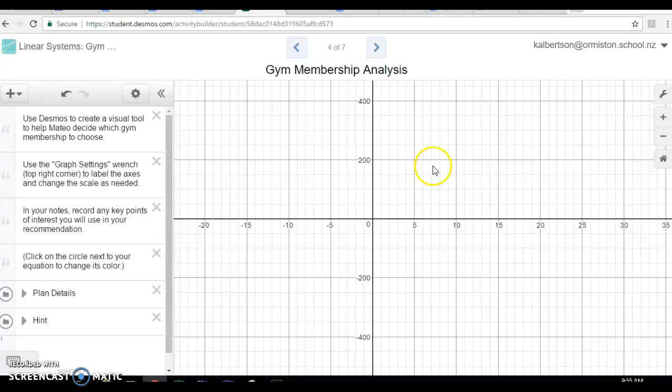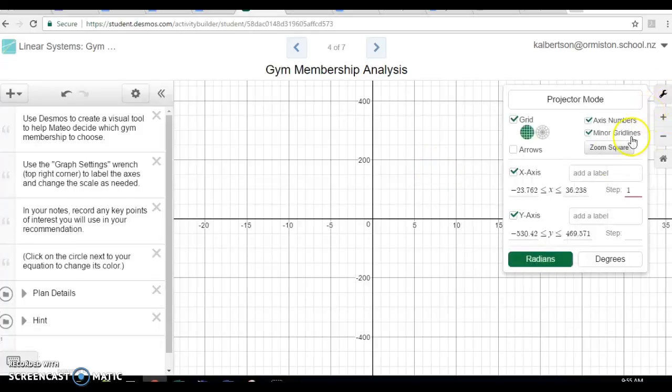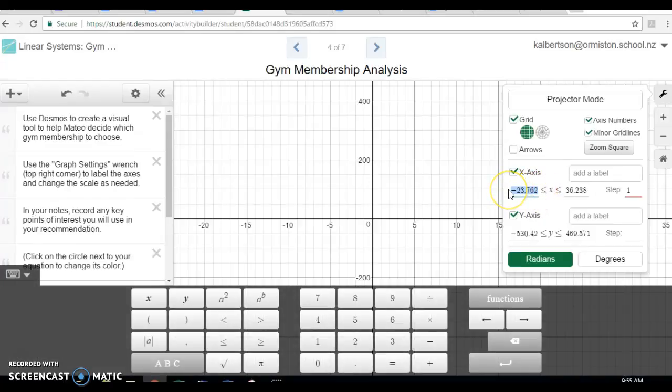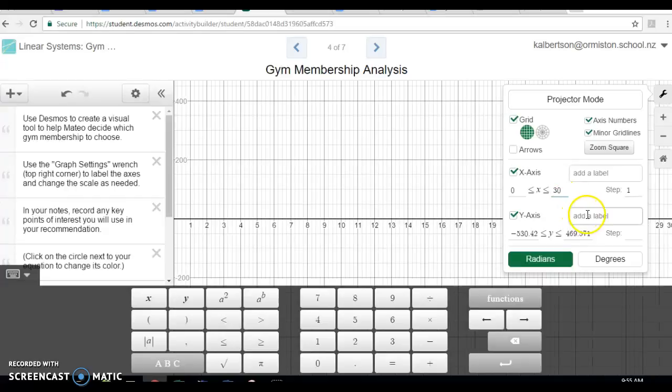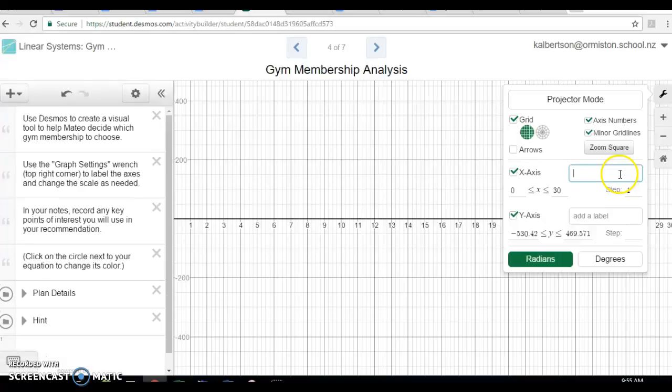So I'm going to go to the little wrench thing, and I'm going to make my x-axis go from 0 to about, maybe we'll look at 2 years. So 2 years would be, we'll go to 30. And we're going to call this months. And our step will be 1 because we want to go up in 1 month lots.